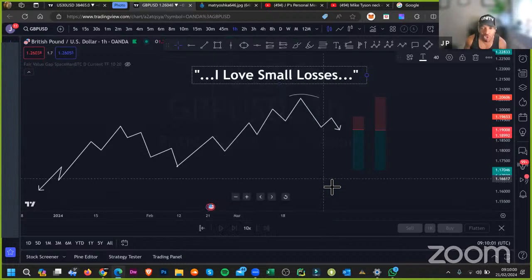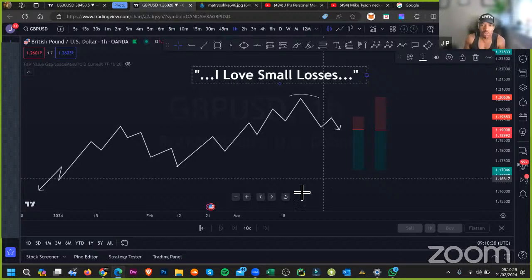I love small losses. Because you're going to be in the game, there are going to be losses. So take your pick. Do you want small losses or do you want big losses? I love small losses. Small losses means that I understood what was going on and positioned myself correctly. I love small losses.